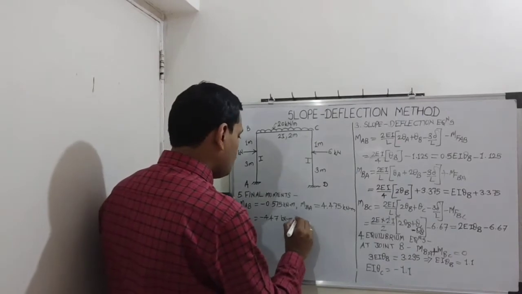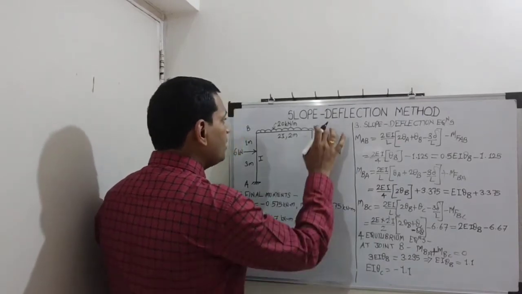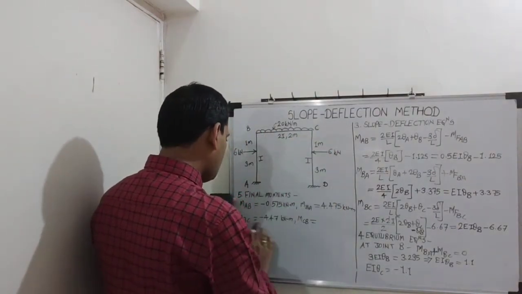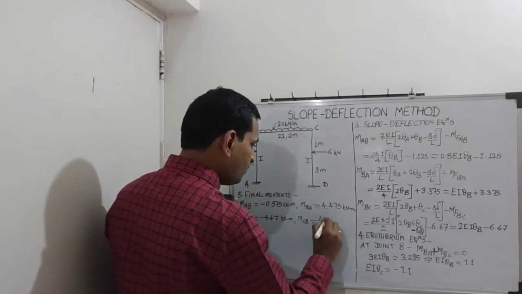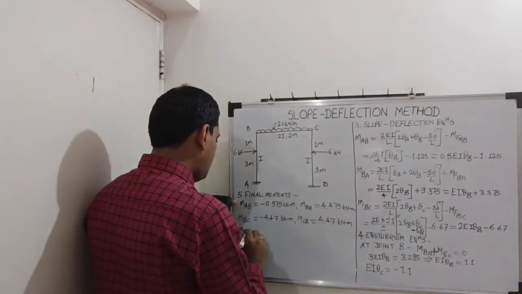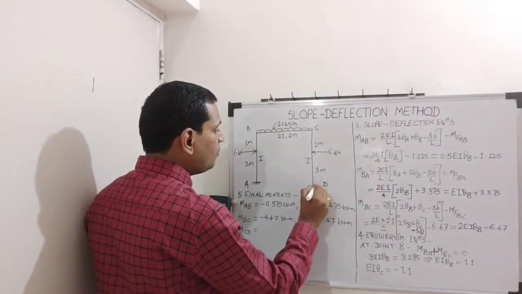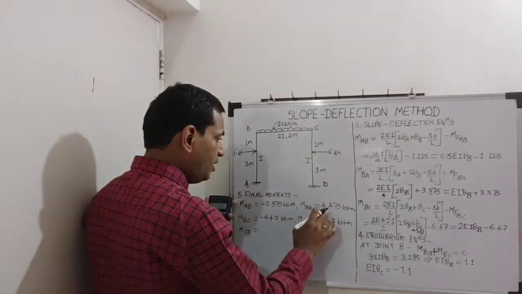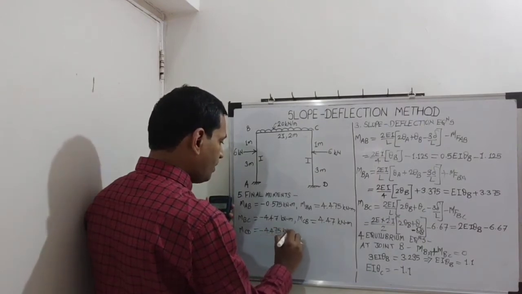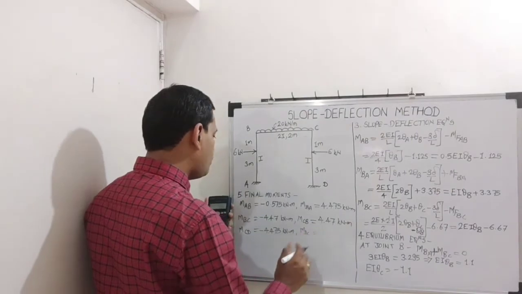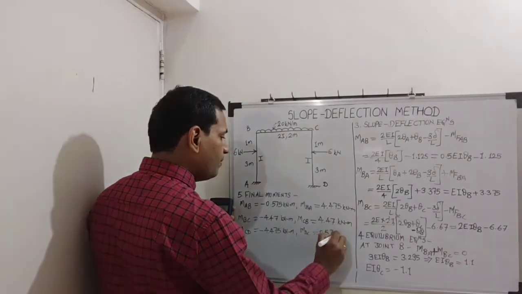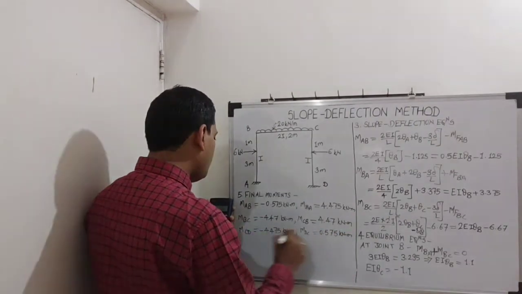Then MCB, what will be MCB? If you are comparing this CB, it has to be equal and opposite of BC. What is BC? Minus 4.47, so it is plus 4.47 kilonewton meter. Then MCD will be equal and opposite of BA. So BA is plus, so this will be minus 4.475 kilonewton meter. And last one, MDC, it has to be equal and opposite of MAB. So it is plus 0.575 kilonewton meter. Show these values here.